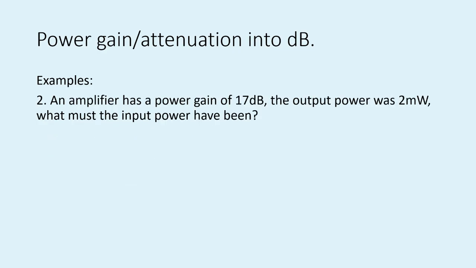This one's a bit more difficult because we do have to rearrange the equation. So again, we've got the same formula. We've got the gain this time of positive 17. So we know that it's a multiplier. The output is bigger than the input. And we're putting it into the formula. And we know that the output power is 2 milliwatts. And we don't know the input power. So we're going to have to work that out. Divide by 10.